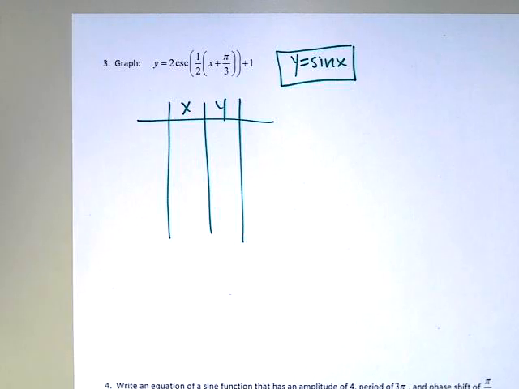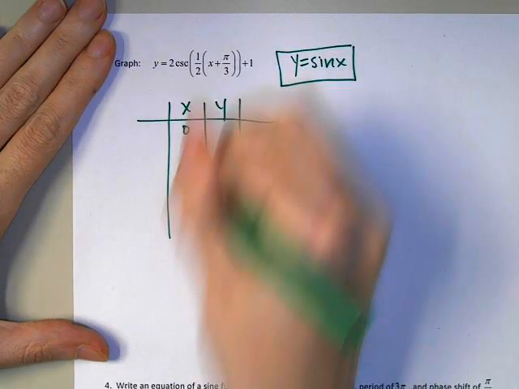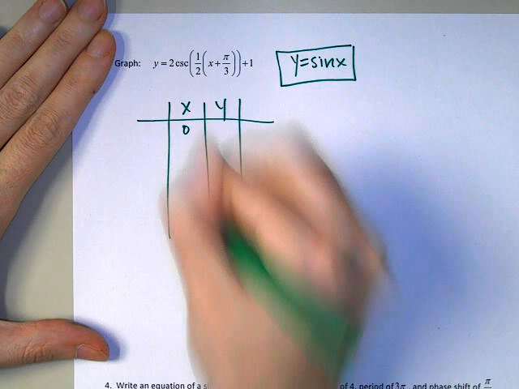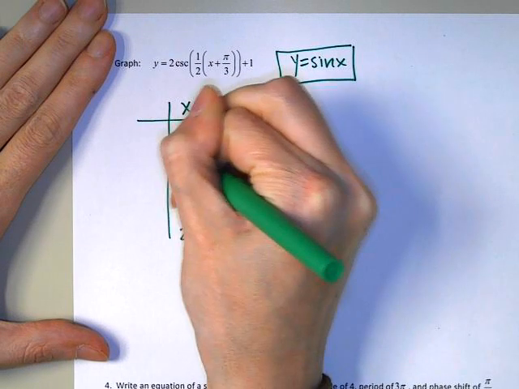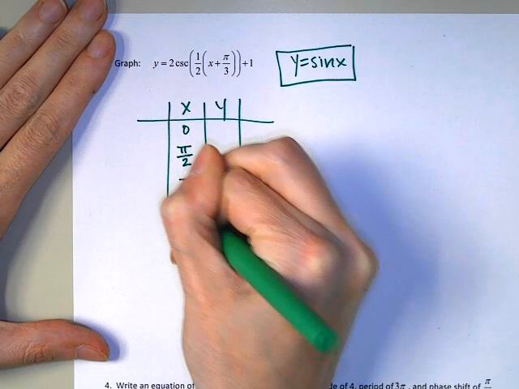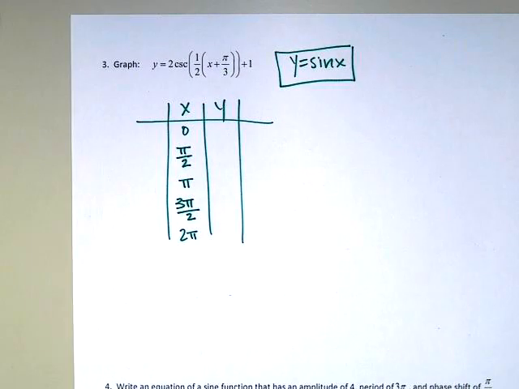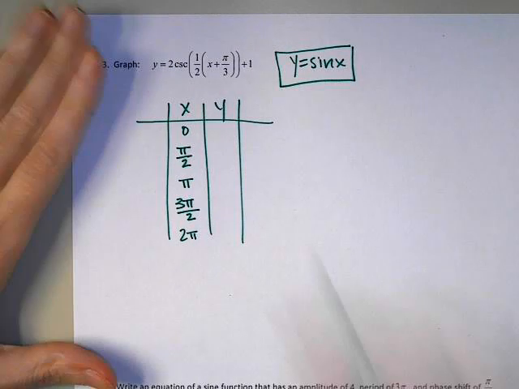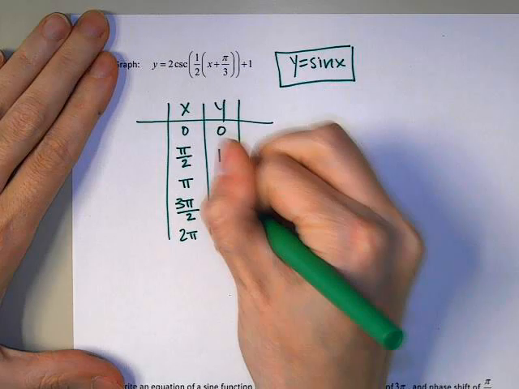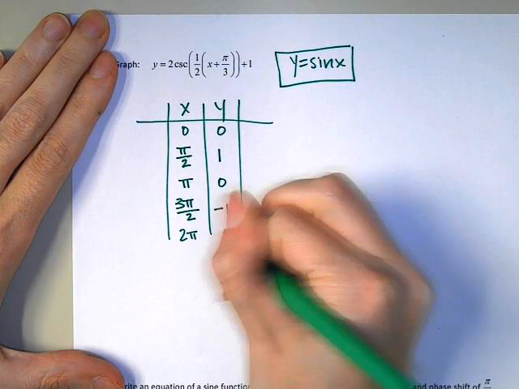Okay, so what are the normal 5 key points for sine? It's 0 to 2 pi, meaning we need to cross through pi over 2, and cross through 3 pi over 2. And what are the sine values there? If you go around the circle, it's 0, 1, 0, negative 1, 0.